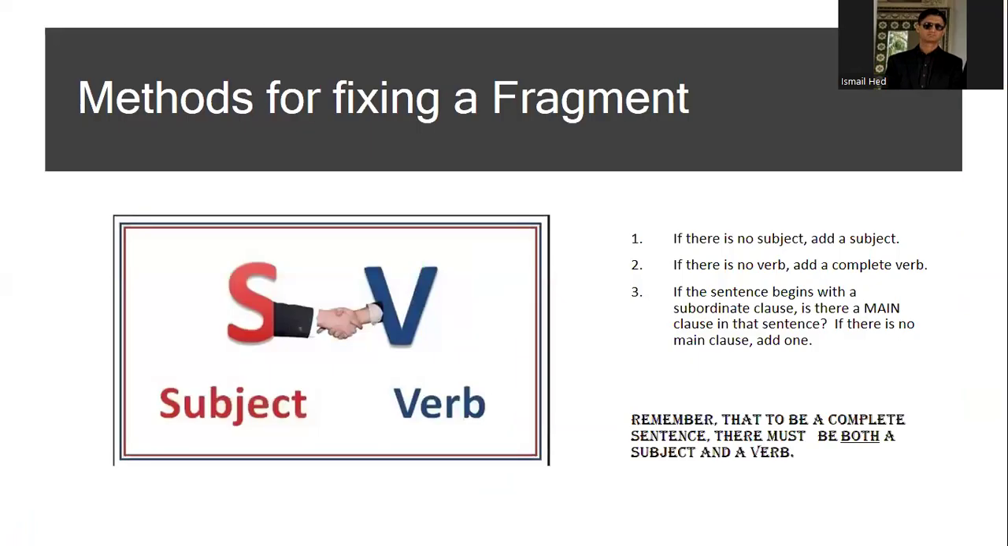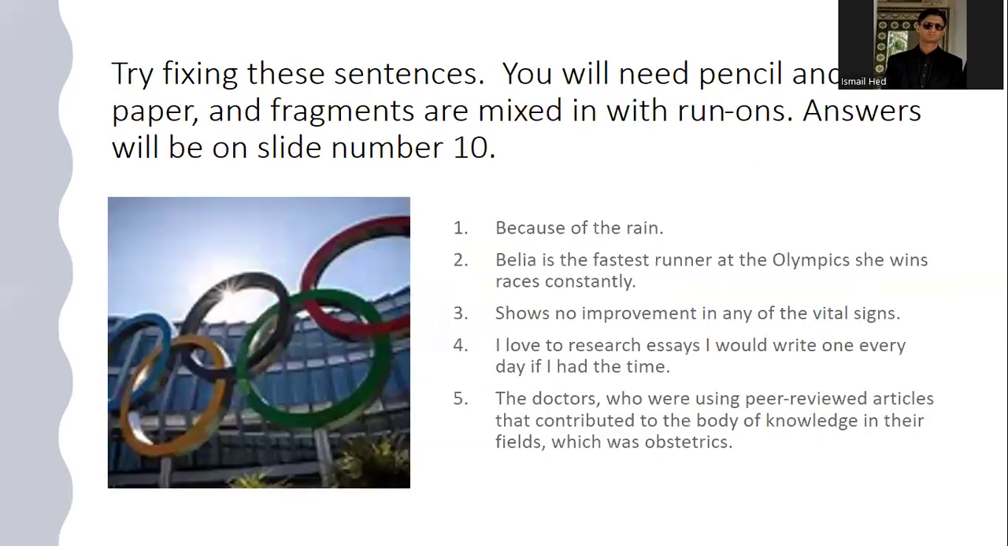So, the method of fixing a fragment: if there is no subject, add a subject; if there is no verb, add a complete verb; and if the sentence begins with a subordinate clause, ask whether there is a main clause in that sentence. If there is no main clause, then remember to make it complete and give the complete idea, and connect both subject and predicate according to the idea.